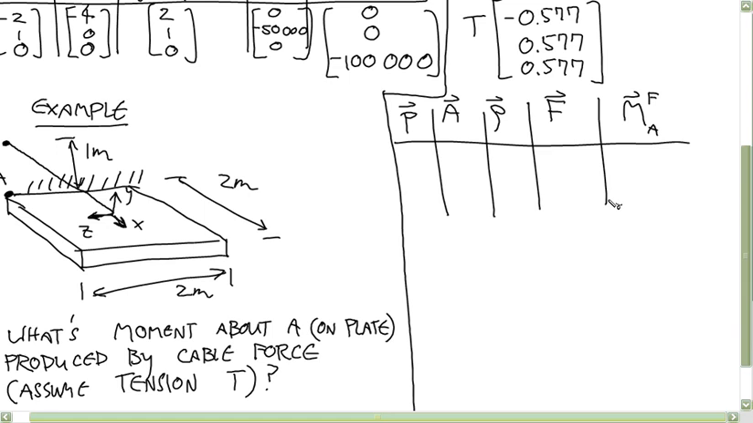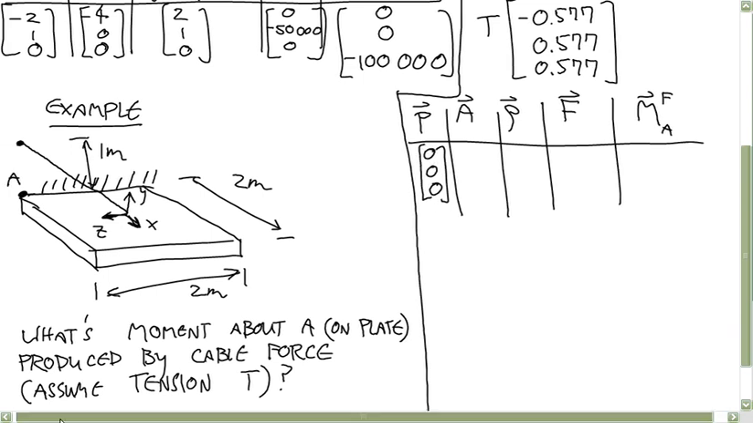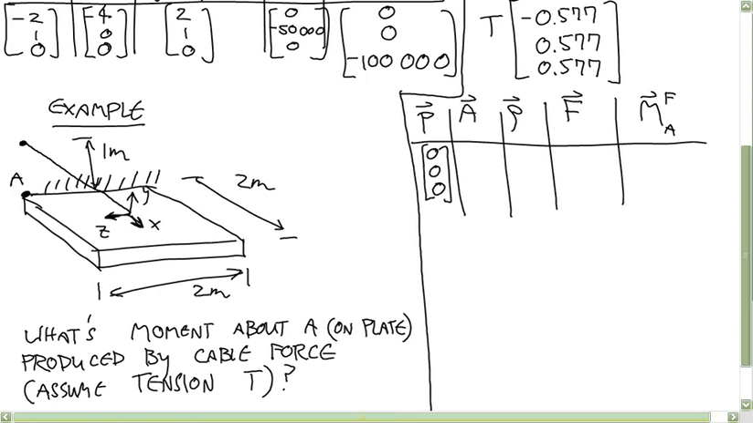All right, so where is the force applied to the plate? And what are the coordinates of the about point? And so rho is just 0 minus -1, 0, 0 minus +1. The force vector we just calculated.